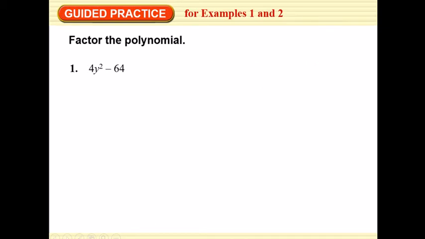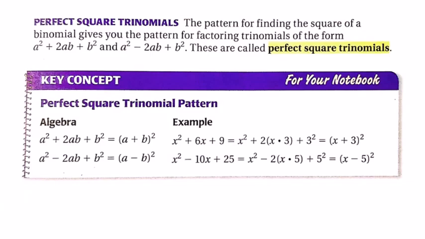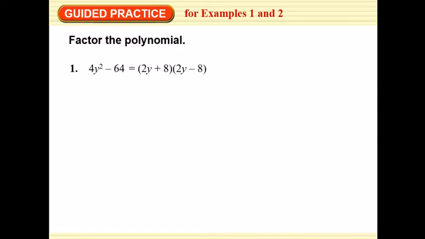So, a couple of guided practice problems for you. Feel free to pause the video and try these on your own, and then a couple of solutions will pop up on the screen for you. Alright, so going over that, you would rewrite it as 2y squared minus 8 squared, and then you'd factor it.